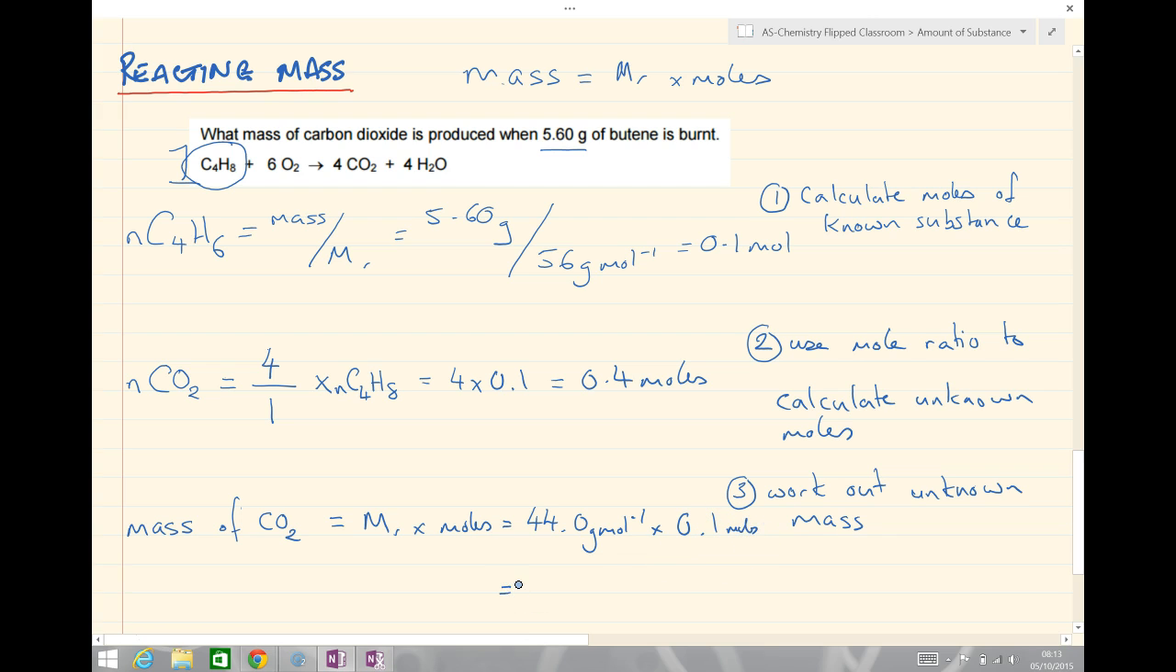And we should end up with there 4.4 grams of CO2. There we go. We're going to move on our reacting mass calculations now to look at some water crystallizations.